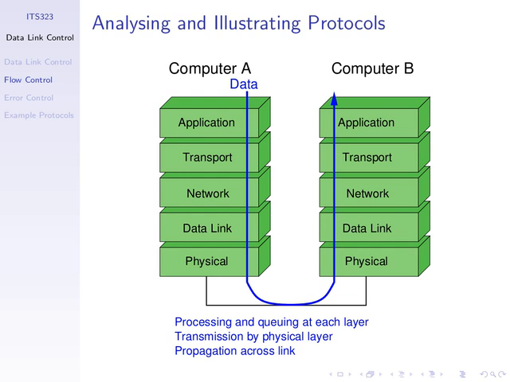The processing at each layer may have some processing delay, and there may be some queuing delay at each layer. That is, the data comes from the transport layer, is put into some queue or memory at the network layer. It may have to wait before it's sent, some queuing delay. So we have processing and queuing delay at each layer, both transmitting and receiving. We know we have transmission delay across the link and propagation delay across the link.